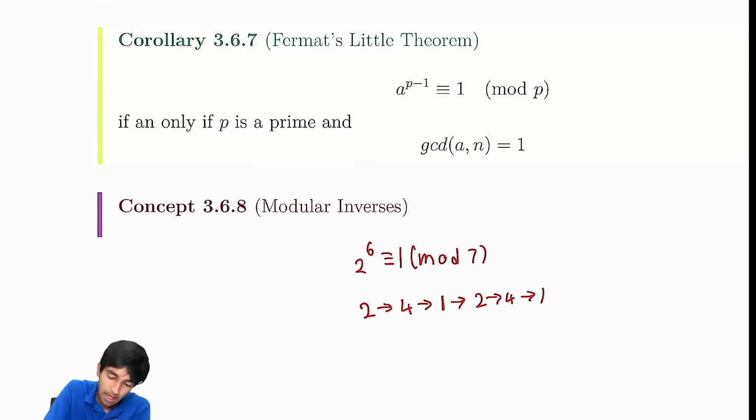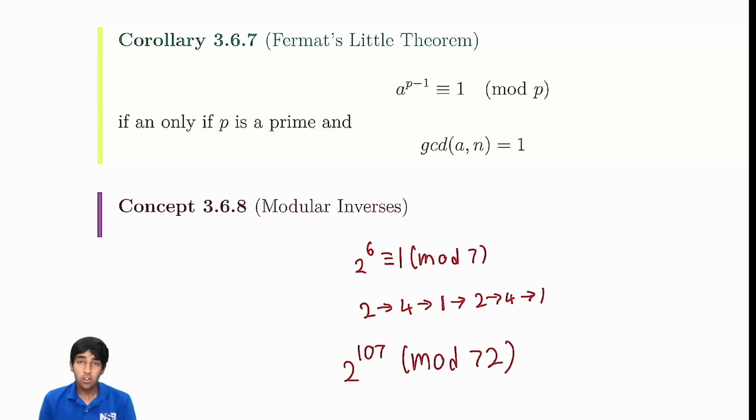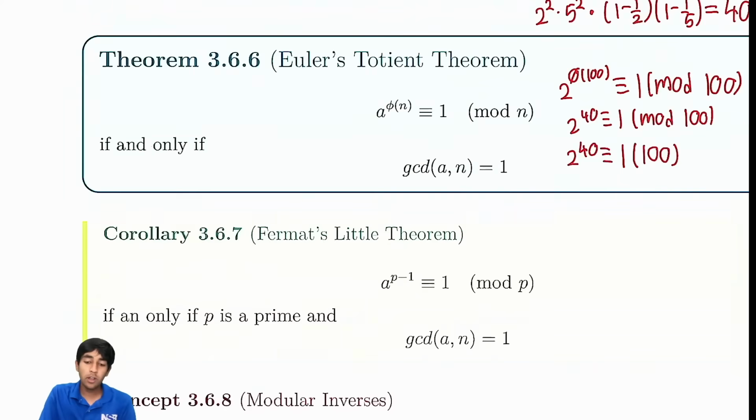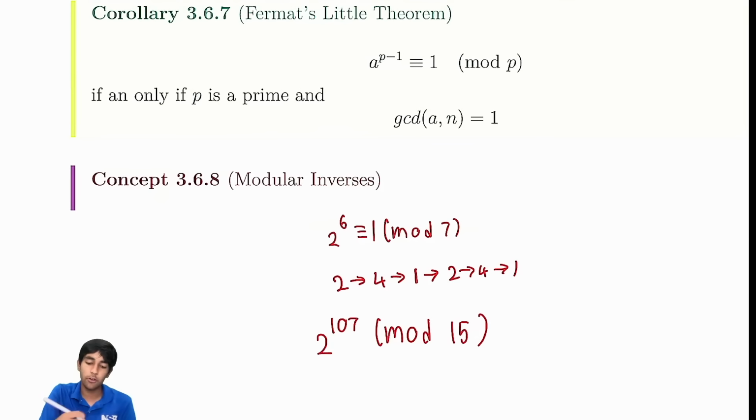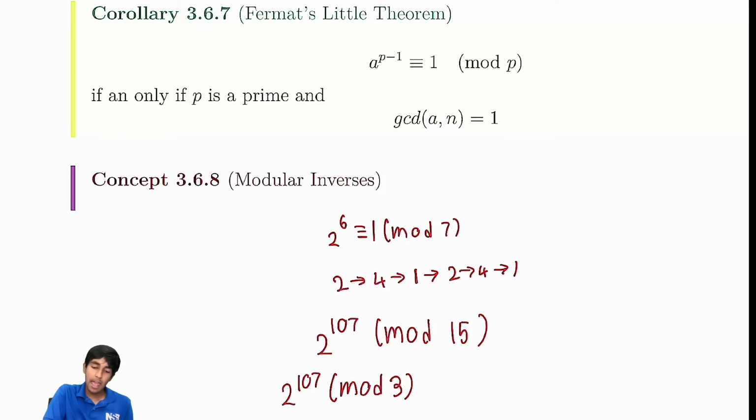Let's go back here. Let's say we're trying to find the value of 2 to the power of 107 mod 72. Or let's take a slightly simpler example, maybe. Let's just say 15, right? So one way of doing this is with Euler's totient theorem, right? You use general n. But another way that might give you a slightly stronger result is if you do CRT. So what I mean by that is you separately find 2 to the 107 mod 3 and 2 to the 107 mod 5.